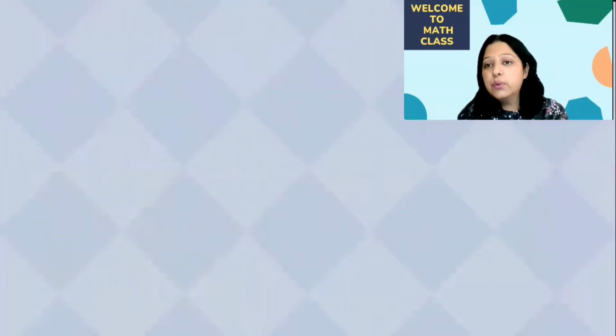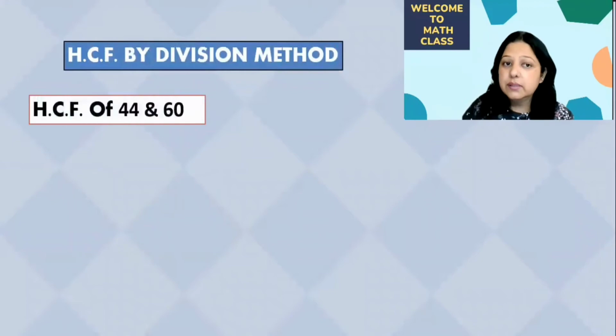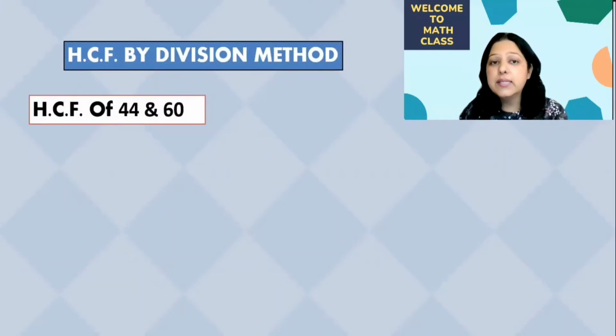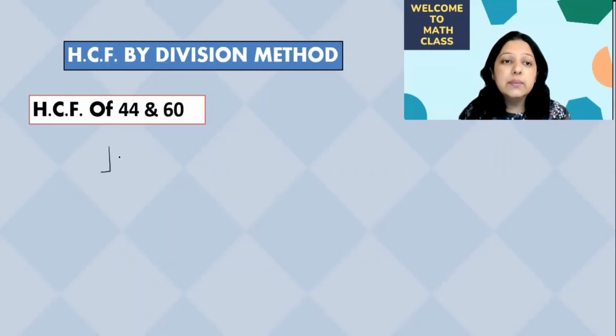Now suppose you want to find the HCF by this method, and we have the question as HCF of 44 and 60. So let us apply the method here. First you take 60 as the dividend, 44 as the divisor, divide this, then the remainder is 16, and then again divide.